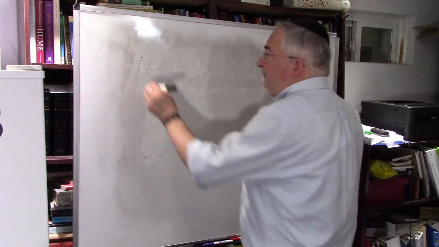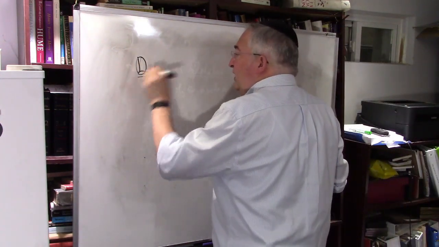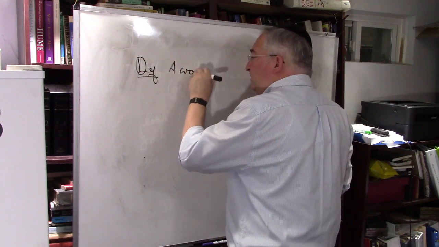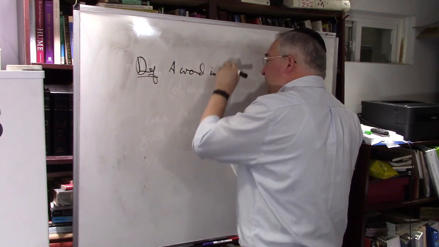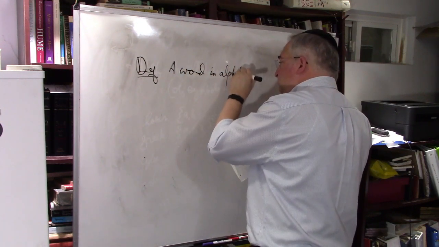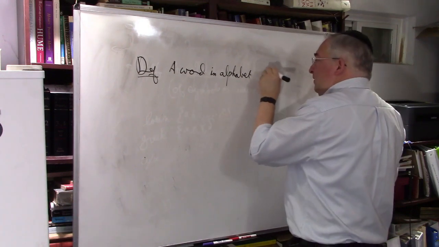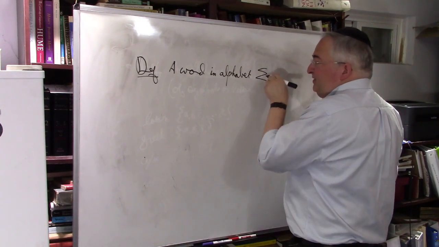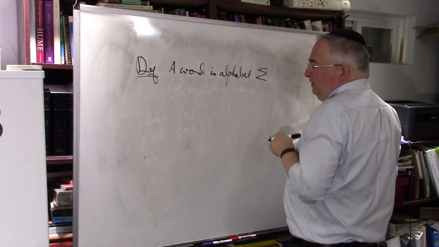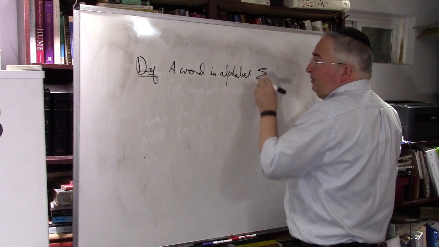Okay, now the definition of a word. Definition: a word in an alphabet Sigma, that's a capital sigma. So that's the way we describe an alphabet.